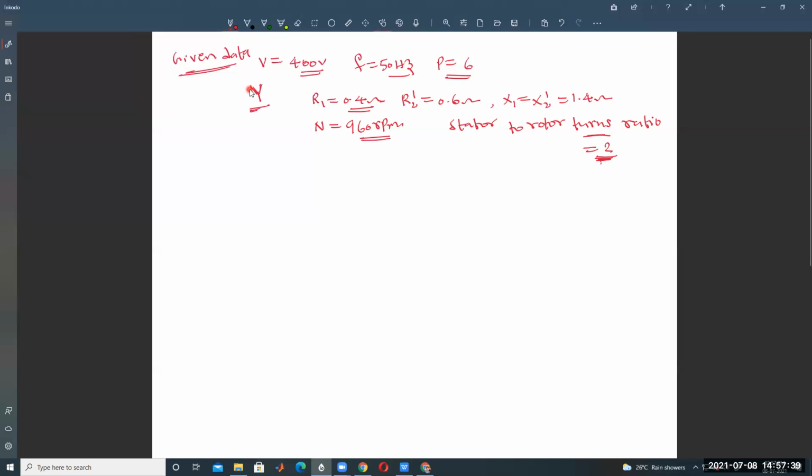So here, first all of you find the synchronous speed. In this problem, find the synchronous speed. N is equal to 120 F by P.